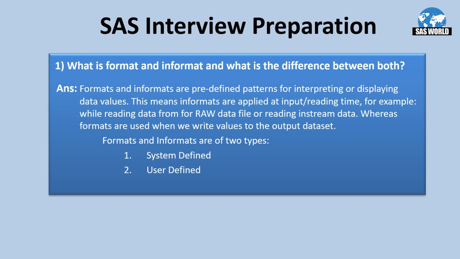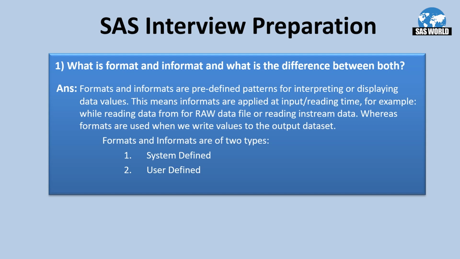Formats and informats are predefined patterns for interpreting or displaying data values. This means informats are applied at input or reading time, for example, while reading data from raw data files or reading in-stream data, whereas formats are used when we write values to the output data set. Formats and informats are of two types: one is system defined and another one is user defined.